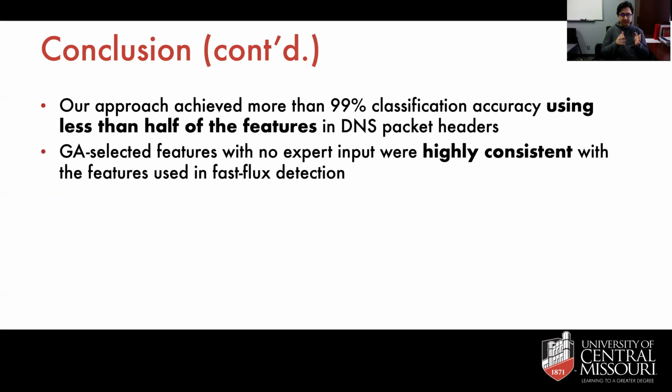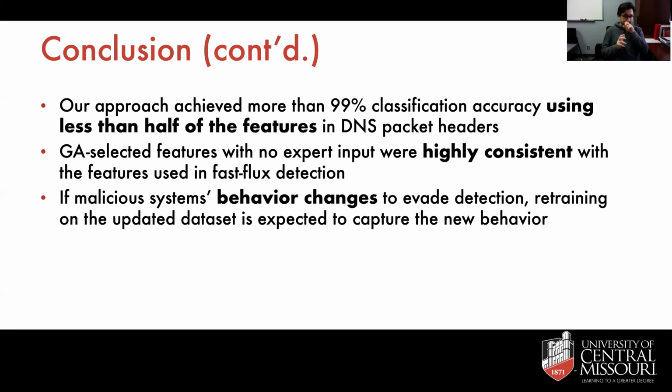GA selected features with no expert input that were highly consistent with the features in the packet headers that we already know are helpful for identifying fast-flux infected hosts. So we observed that consistency in our results as well. And also, if malicious systems' behavior changes in order to evade detection, by retraining our tool, by using our approach to retrain on the updated data set, we are expected to capture that new behavior, which is a very important, in my opinion, contribution of our paper.